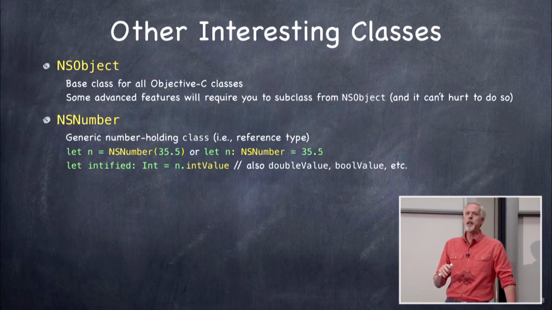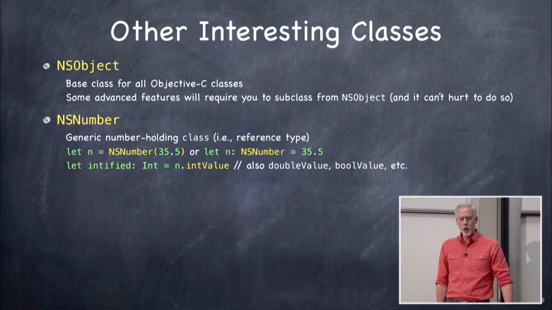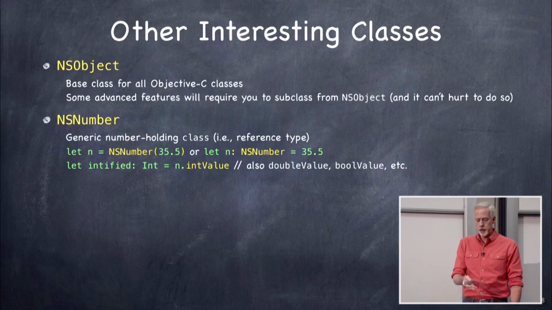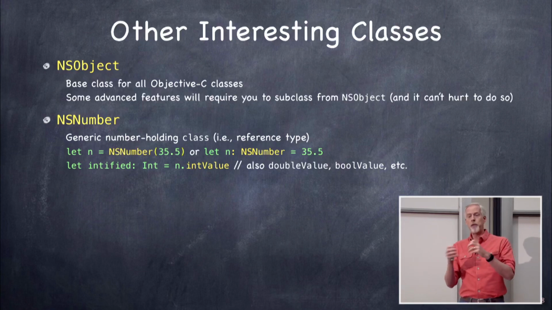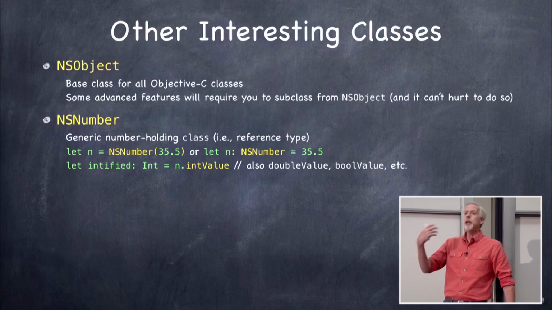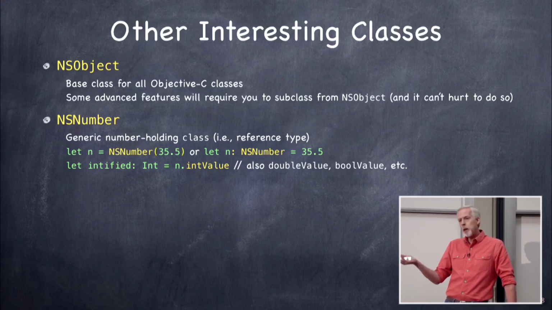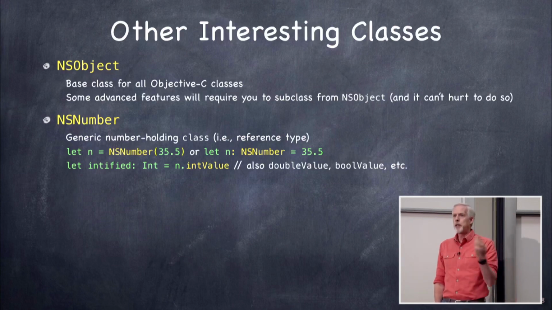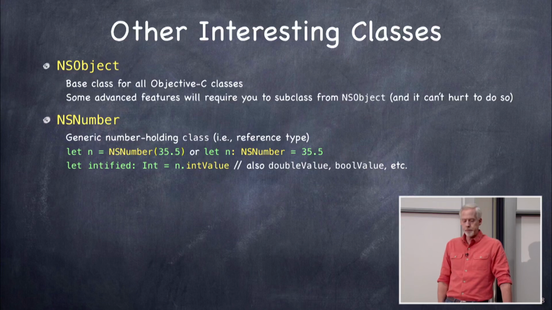But I just mentioned it in case you see it and wonder, what is that? It's this old Objective-C generic number holder. It's easy to create one from a double or an int by just using an initializer, right? NSNumber of 35.5. That's going to give you an NSNumber with the double 35.5 in it. And you can get the values out with vars on the number, like int value, double value, bool value. They'll give you the return in a Swift type, double, int, bool, whatever.